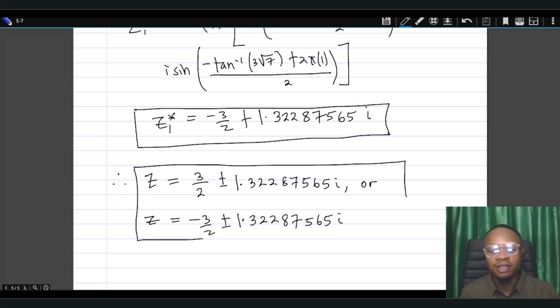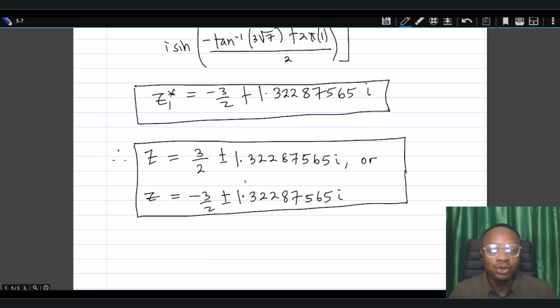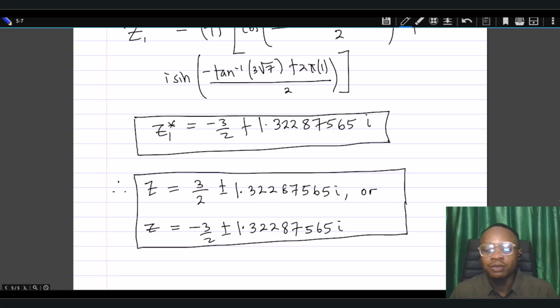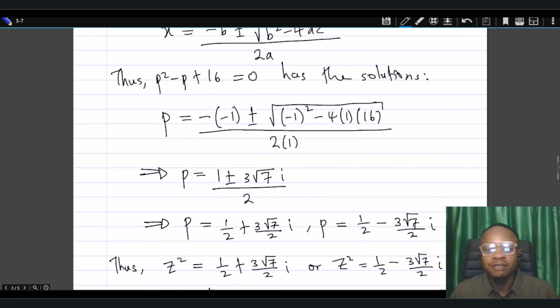So any of the four results here will work perfectly as a solution to the given equation. So let us now verify the solutions. We enter the given equation and then calculate with these values that we have.